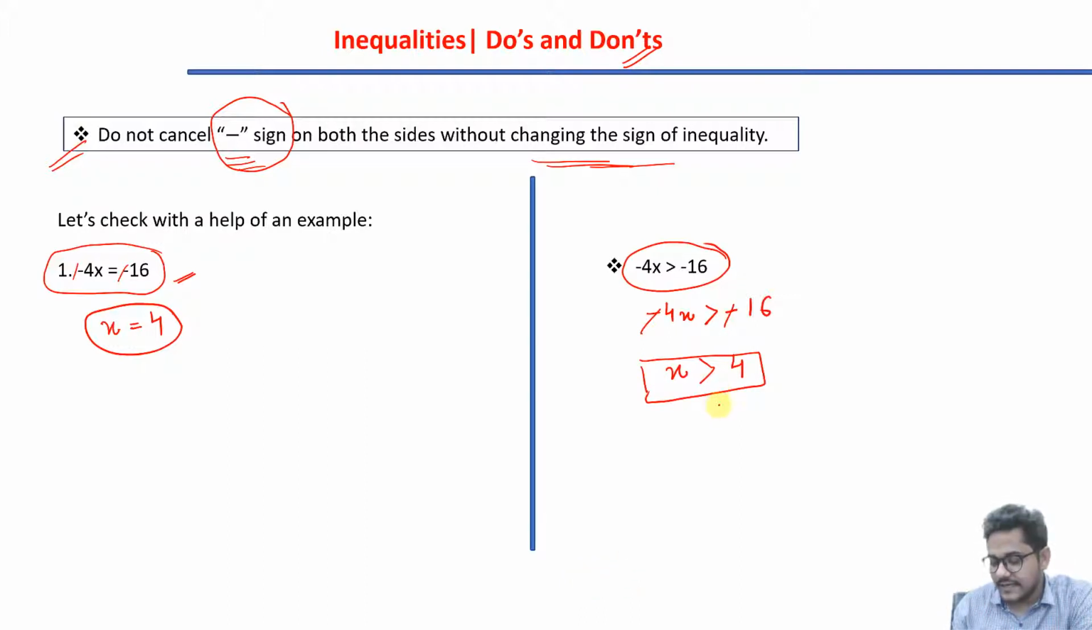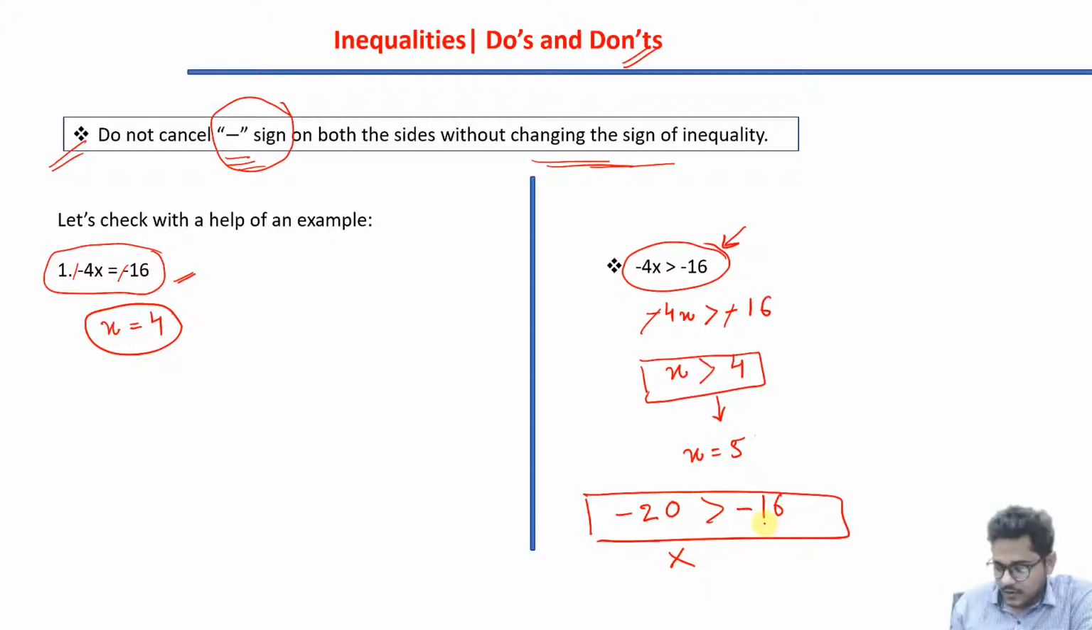Now let's suppose we take x greater than 4. Let's suppose we take x equals 5, and let's plug it in over here. Then we get minus 20 greater than minus 16. Is it correct? No, because we know that minus 20 is less than minus 16. So we learn that we will not cancel the negative sign without changing the sign of inequality.